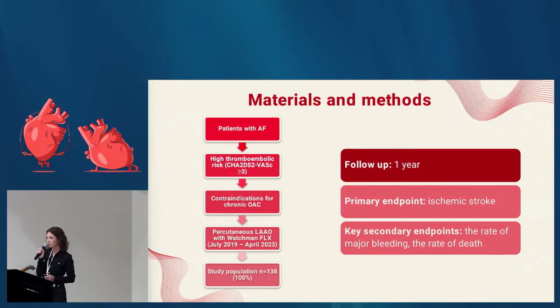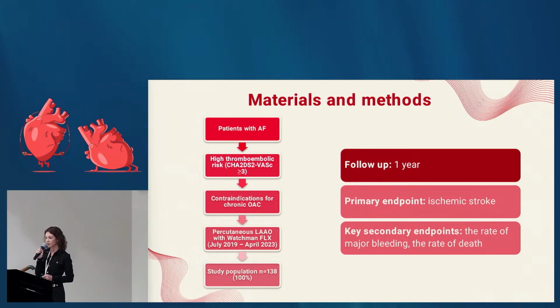This registry is a one-center observational study. The data included 138 consecutive patients with atrial fibrillation and high thromboembolic risk, which was defined as 3 or more points on the CHA2DS2-VASc scale, and who were not suitable for chronic oral anticoagulation. Patients underwent left atrial appendage occlusion with the Watchman Flex device between July 2019 and April 2023 during planned hospitalization. Moreover, all of the patients were assessed by transesophageal echocardiography before hospital admission.